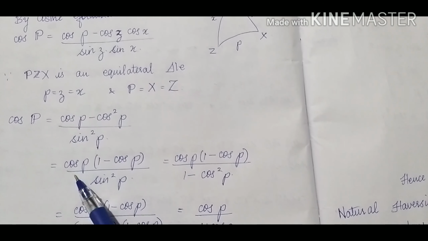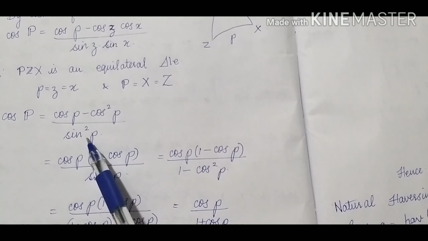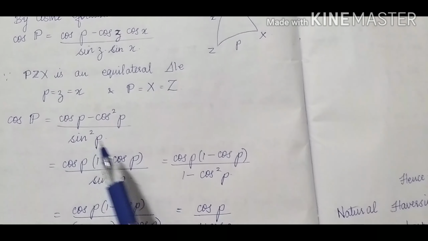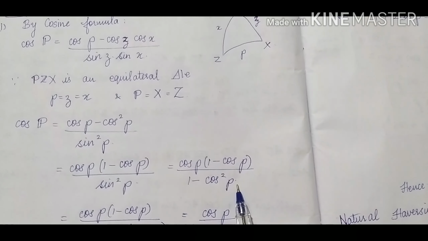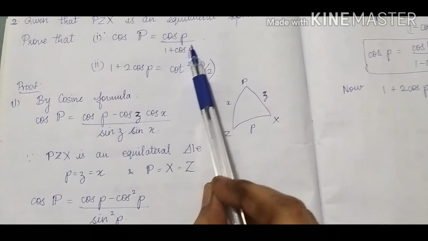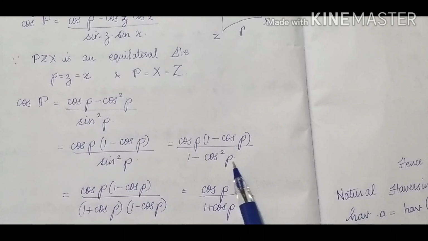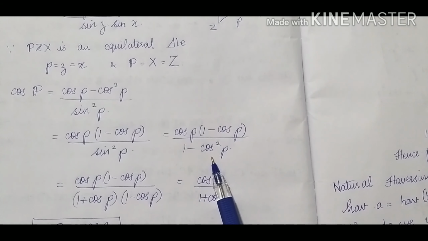So taking cos p common out in the numerator, we are left with cos p into 1 minus cos p, and in the place of sin square p, I can replace it as 1 minus cos square p. This is just because our right hand side consists of only cos terms. I'm just trying to write my sin square in terms of cos. That's what I've written like this.